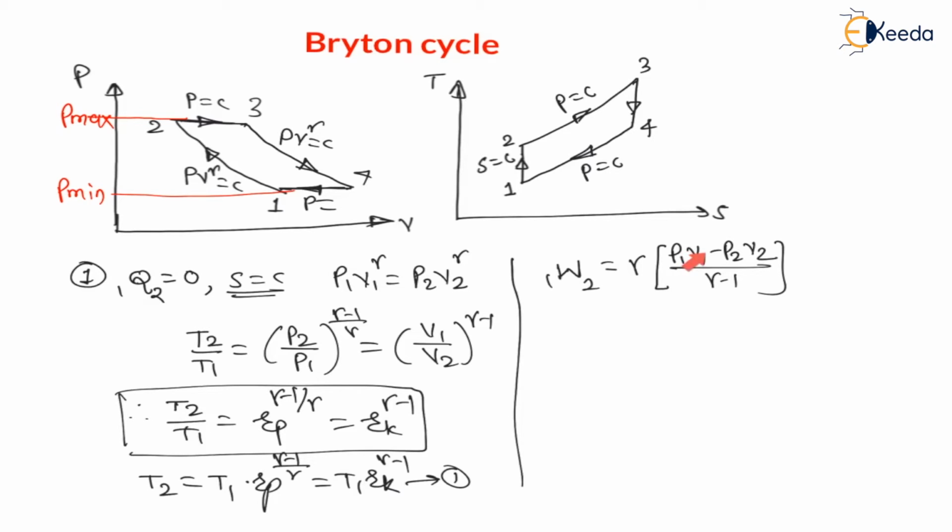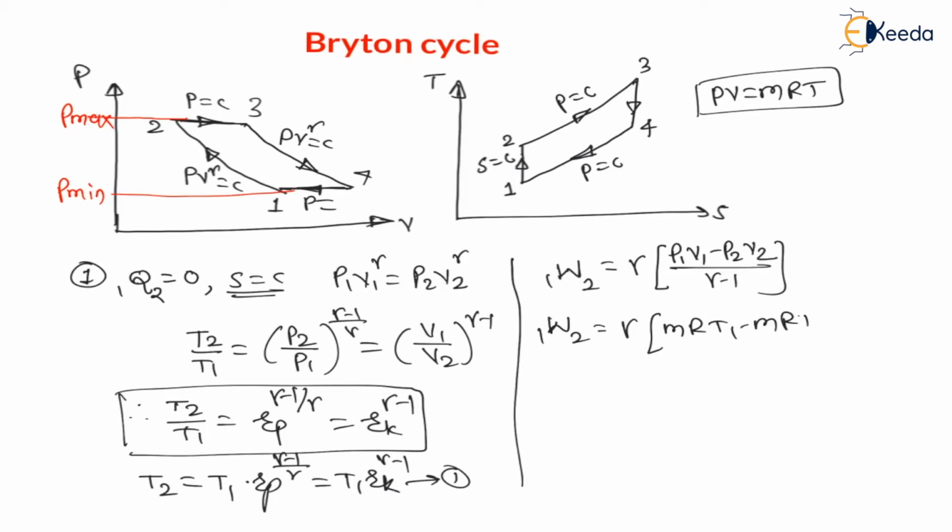Again we know that PV is equal to MRT. The ideal gas equation is PV equal to MRT. Therefore in place of P1 V1 we can put MRT1, and for P2 V2 we can put MRT2. Therefore the equation becomes work 1 to 2 is equal to gamma times MRT1 minus MRT2 divided by gamma minus 1. Taking MR common, work 1 to 2 is equal to gamma into MR in bracket T1 minus T2 divided by gamma minus 1.